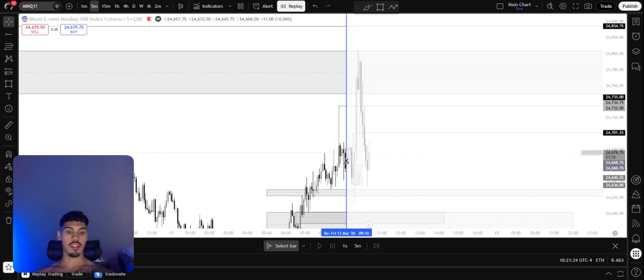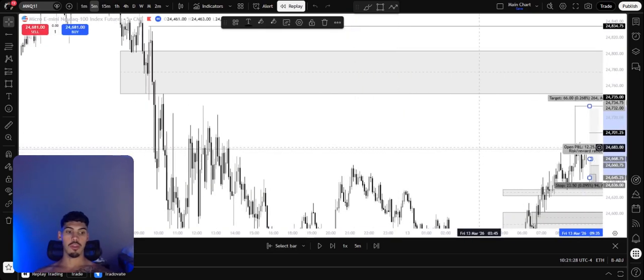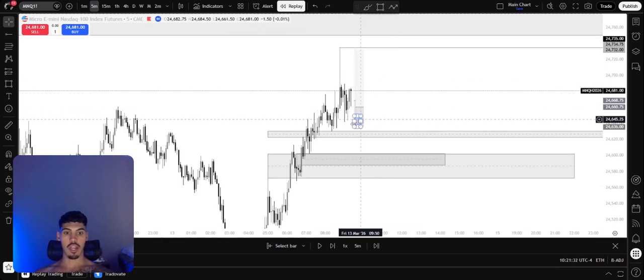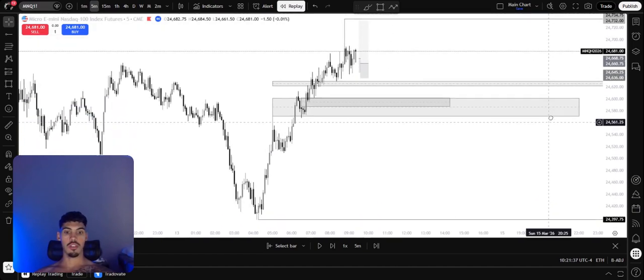I'm gonna go at 925 here on the 5 minute time frame. So on the 5 minute time frame, what am I looking at? We are pretty much extremely bullish here still, right? We're literally trending to the upside.